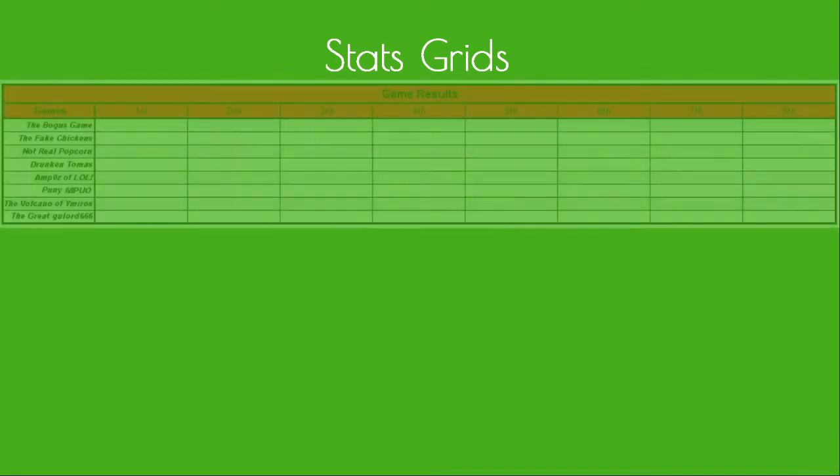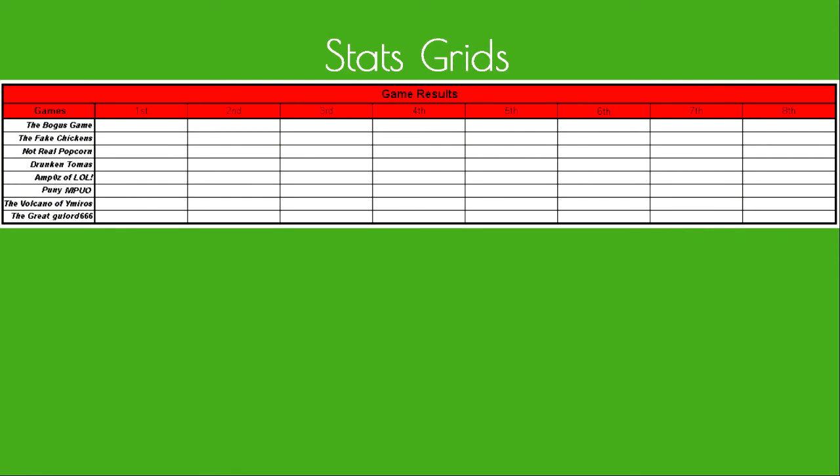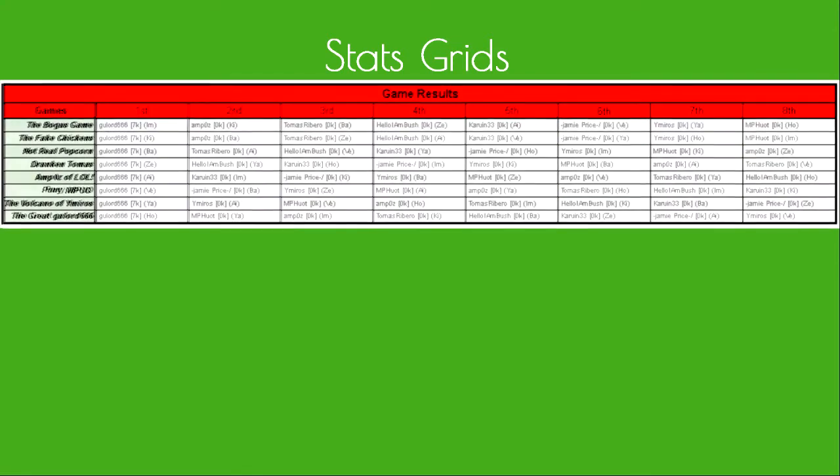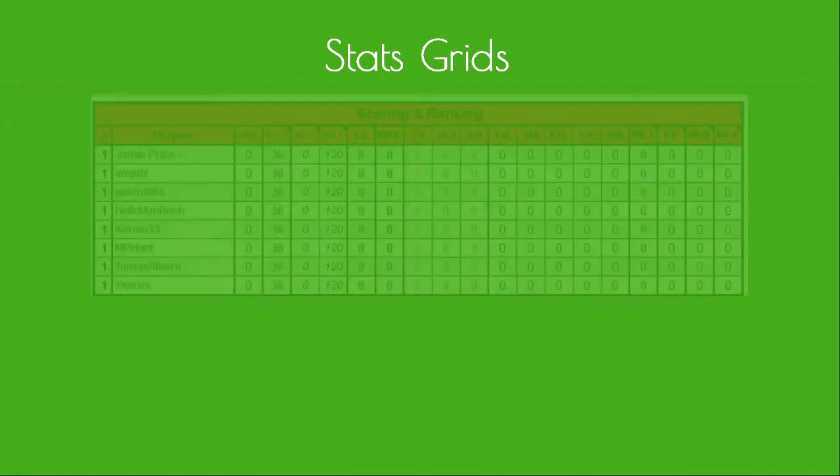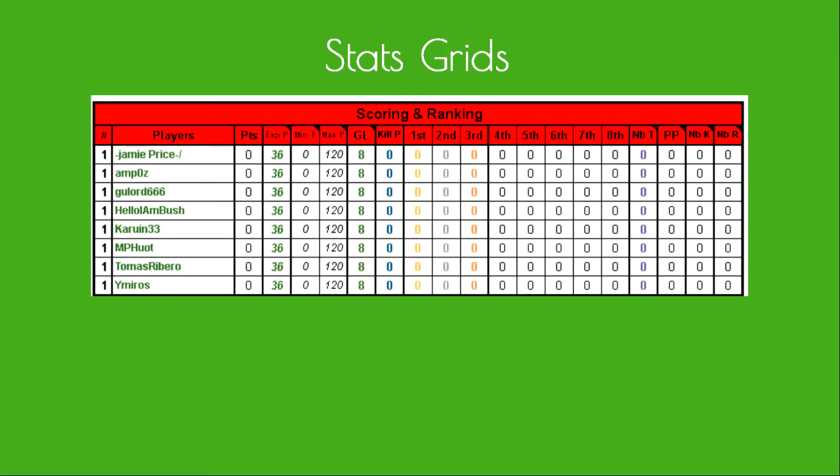The first one is called Game Results. This grid will show the final positions of each player for each game. Next to their name, you will notice how many kills they got in that game, and also the tribe they used. Scoring and Ranking shows how many points you gained so far. This grid also calculates the expected points, and the lowest and maximum possible amount of points you can get.